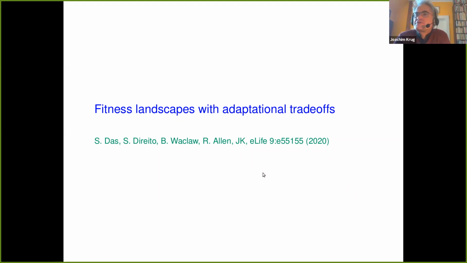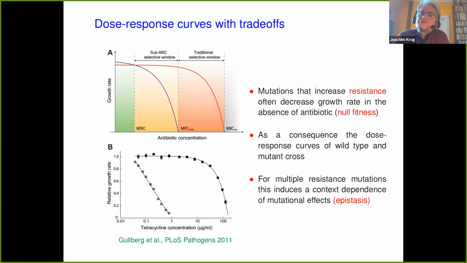Here the key term is adaptational trade-offs. To explain that, I need to say a little more about how one typically quantifies antibiotic resistance. The standard way is through dose response curves. You measure the growth rate of your bacterial population as a function of antibiotic concentration, and this will typically go down. In this panel you see two dose response curves, the blue one for the initial, let's say susceptible or wild type strain, and the red curve is the corresponding curve for a mutant.